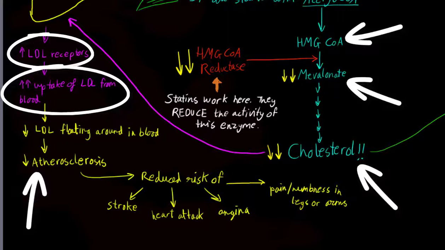And the people who are at risk are people who have things like diabetes and hypertension, and that's why people who have such conditions are more likely to be prescribed statins, so that it can start working on this pathway and reduce the risk of stroke and heart attack, angina, and so on from happening.